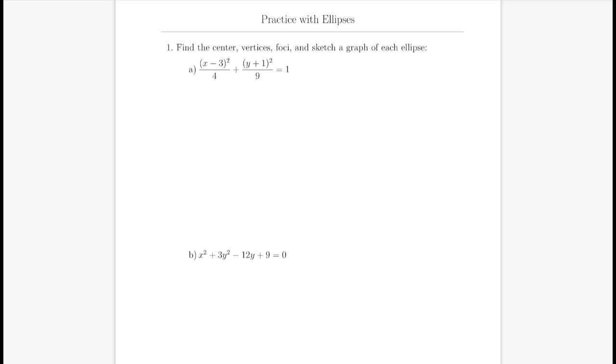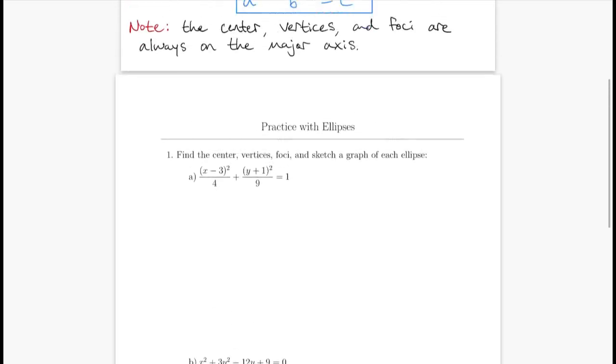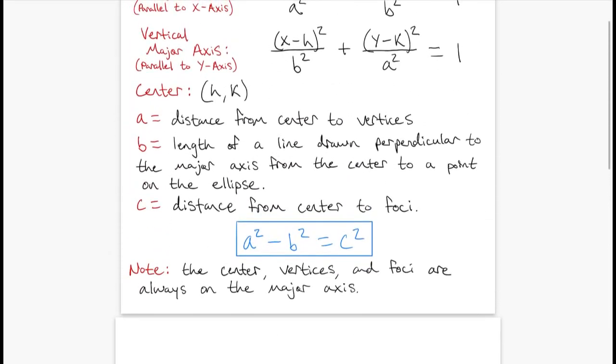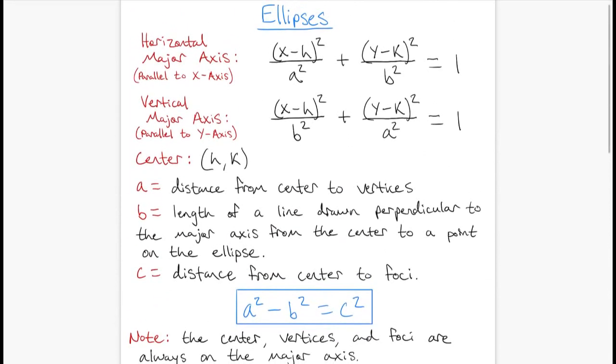So before I jump into the first example, I'm going to quickly go over some important information about ellipses, and this is sort of a summary of most of the information that we need to solve these kind of problems. And I'm going to go through it kind of quickly because I'm hoping that most of you all have seen this before in your pre-calc class.